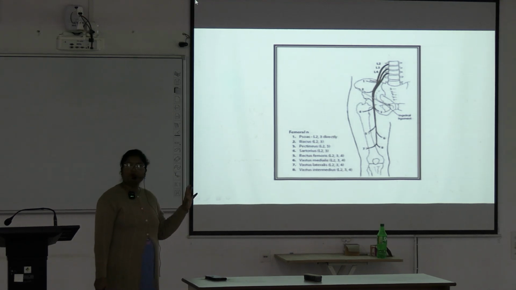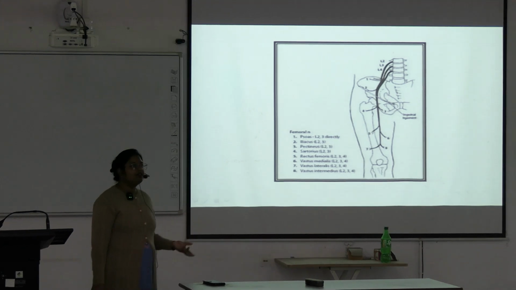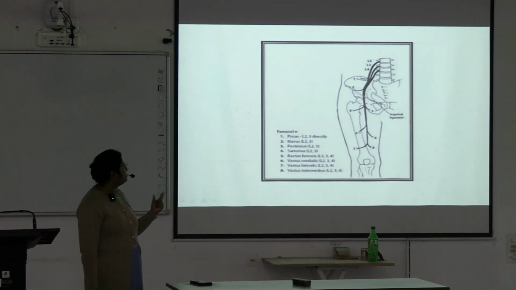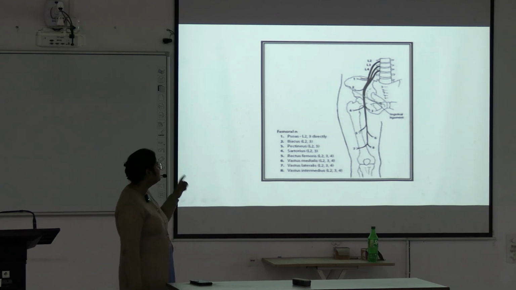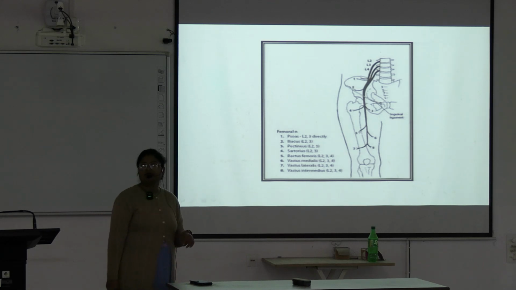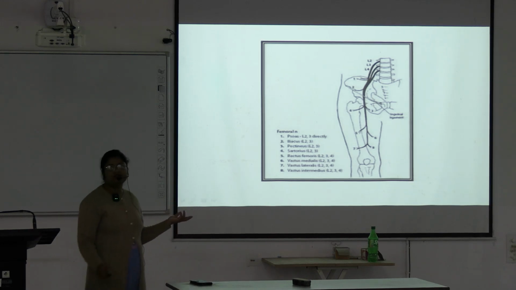supplies the quadriceps muscles, four muscles included in this group, extensors of the knee and hip, and also supplies the iliacus muscle, the iliacus part of psoas major, and its cutaneous nerve is the saphenous nerve, okay, supplying the medial aspect of the leg. So if the femoral nerve is involved, there will be motor and sensory loss accordingly.